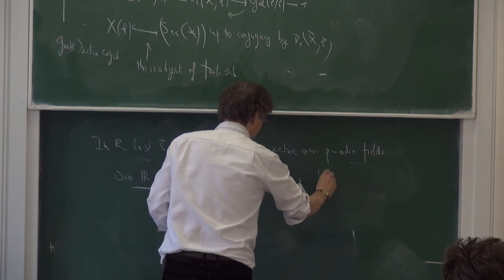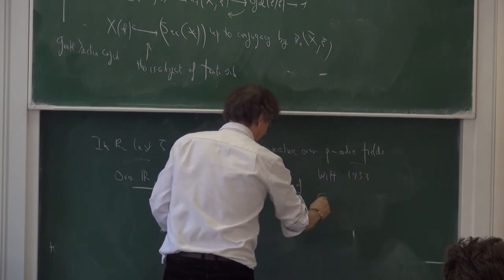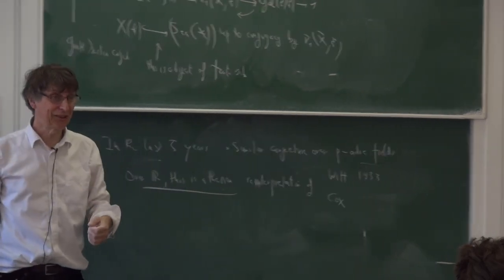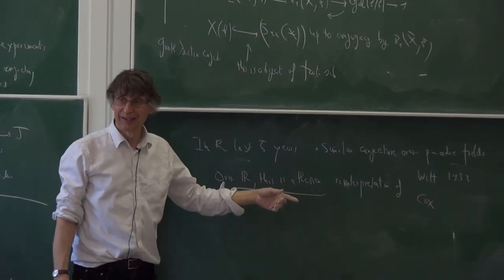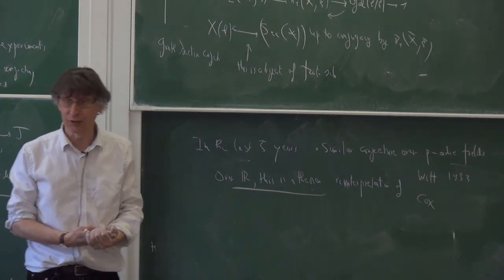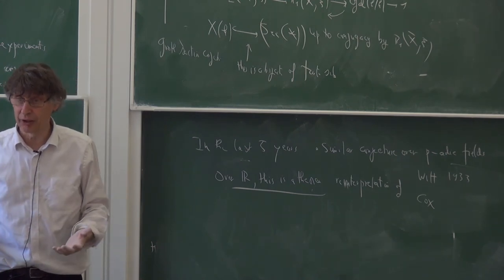Of the work of Witt back in 1933 and Cox, on varieties over the reals. This is something we discussed at some point: there's a way to decide whether a variety has a point over the reals. And there are criteria of a cohomological nature.